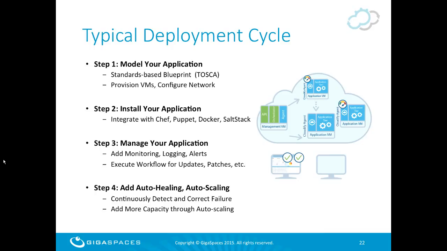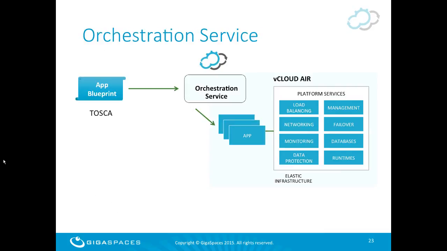How do we do that? The way it works, again, at a very high level, looks something like this. We have the TOSCA blueprint that we just defined when we modeled the application. Then we have the orchestration engine, in this case Cloudify, which at the end of the day creates the application. In the case of vCloud Air, those resources would map to the actual vCloud Air resources.